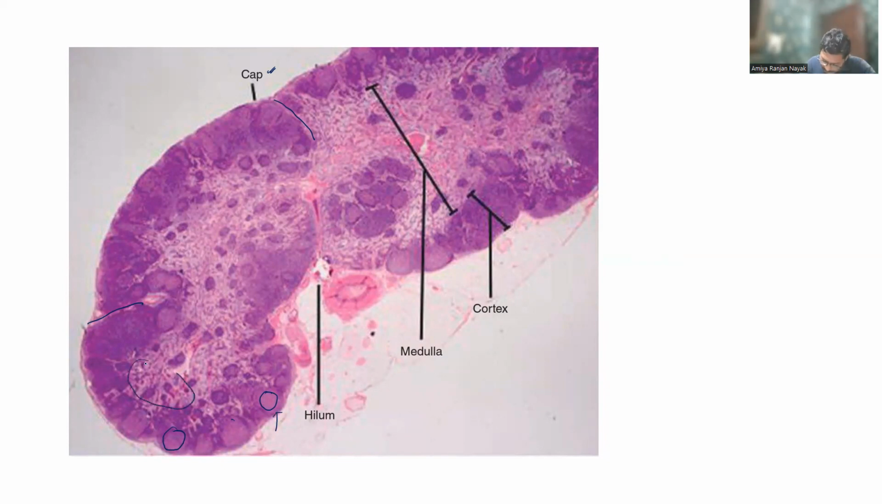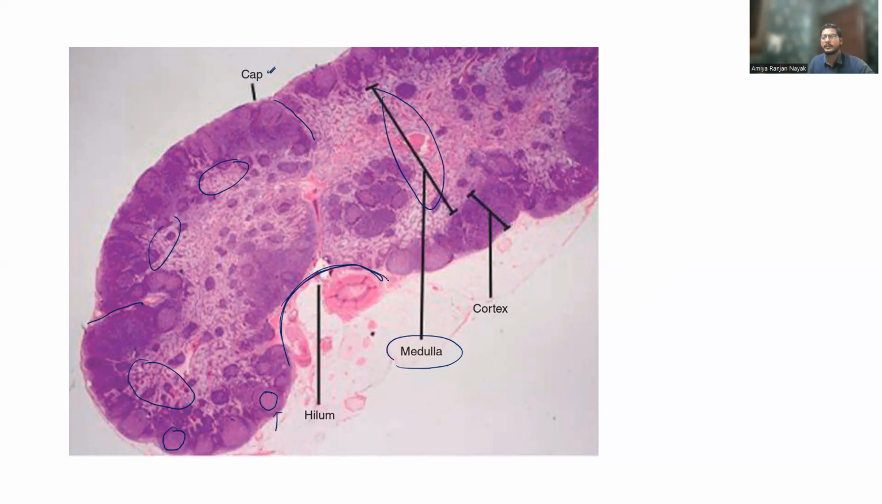This area, you can see, is the paracortical area, where you can find the T lymphocytes. And inside, this is the medulla. And this area is the hilum. This is the concave area, which is the hilum, which also contains the efferent lymphatics, arteries, and the vein.